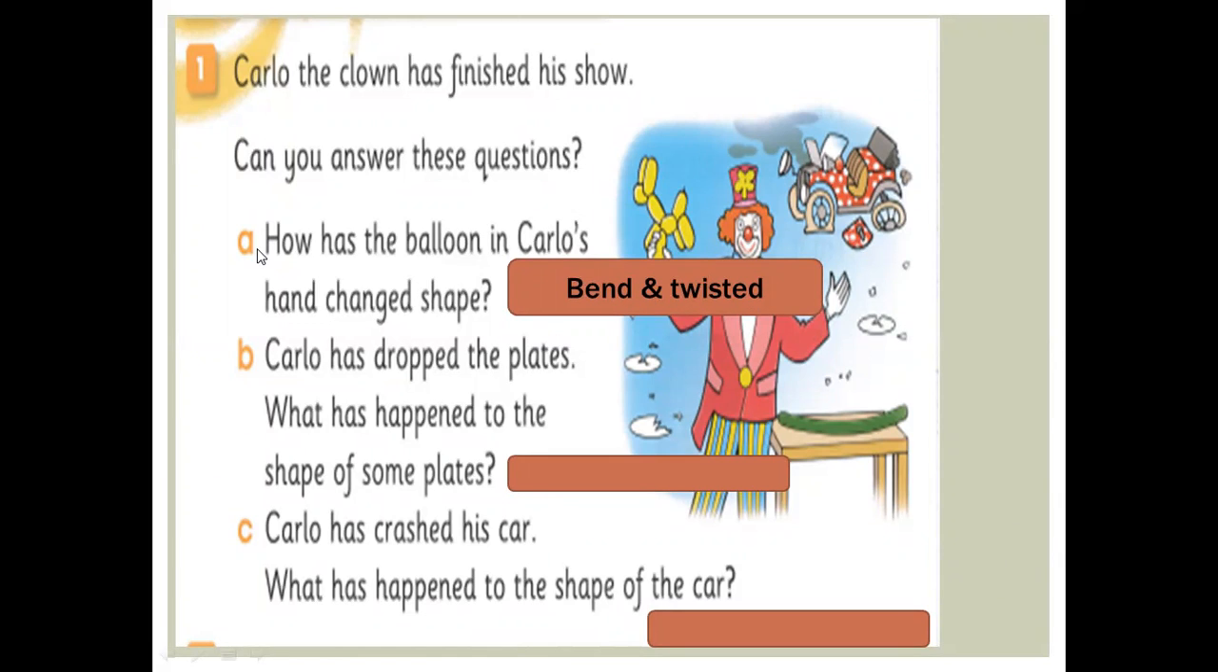Write in front of A, bent and twisted. What happened to the balloon? He bent the balloon and twisted it. So write in front of question number A, bent and twisted. How did the shape change? By bending and twisting. Carlo bent and twisted the balloon.